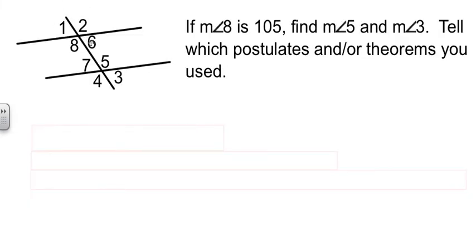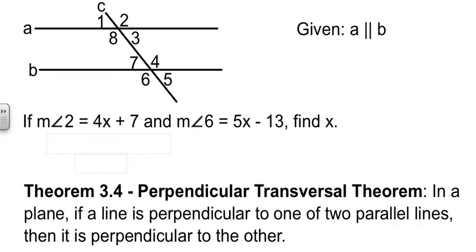So 6 and 5 would be supplementary to each other. They're not equal. We don't have 5 as congruent to 6. We would have 5 plus 6 equals 180. And the same thing over here with 7 and 8. Now, for whatever reason they discriminate against consecutive exterior angles, those are also supplementary. I've always thought there should be a theorem for it if there's a theorem for all the other ones, but nobody asked me.